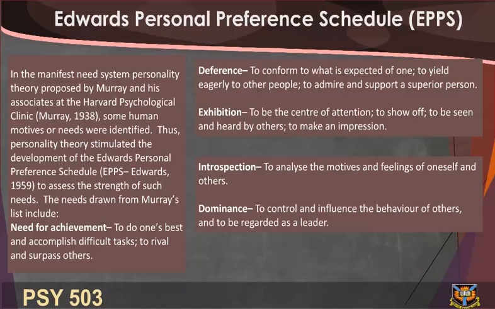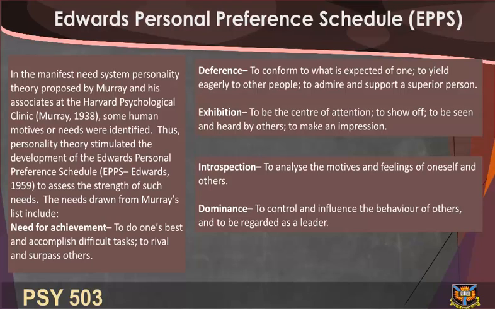Edwards Personal Preference Schedule (EPPS). In the Manifest Need System personality theory proposed by Murray and his associates at the Harvard Psychological Clinic, Murray, 1938, some human motives or needs were identified. Thus, personality theory stimulated the development of the Edwards Personal Preference Schedule, Edwards, 1959, to assess the strength of such needs. The needs drawn from Murray's list include need for achievement, to do one's best and accomplish difficult tasks, to rival and surpass others.